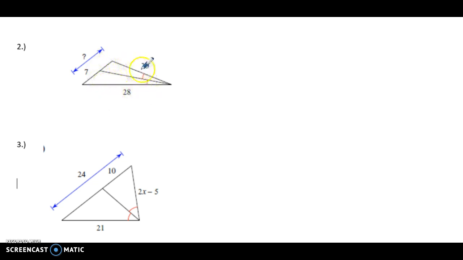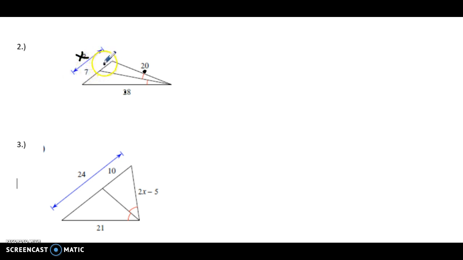So I could say this piece 20 is to this piece here. I don't know what that piece is, but I'm going to find it. 20 is to that as 28 is to 7. And so they're showing me that this whole length is question mark. So whenever I see a question mark, I just like to put a variable there. So let's call it x.